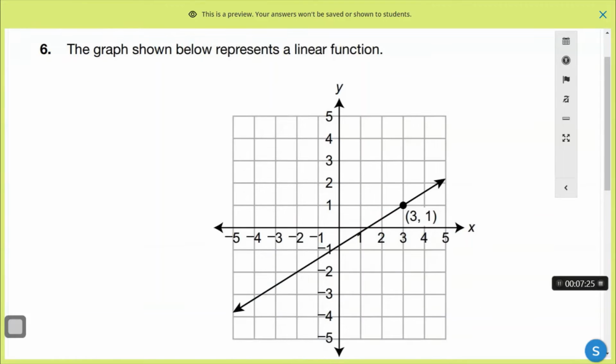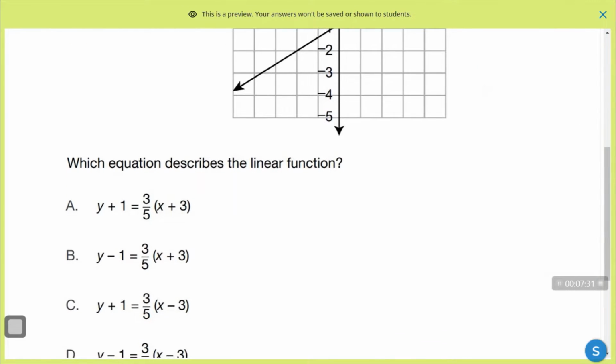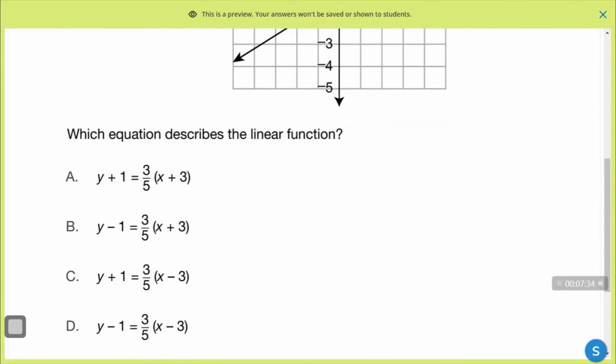Number 6. The graph shown below represents a linear function. Well, let's see what the question is. Which equation describes the linear function? And I want you to pay particular attention to the fact that we are not looking at slope-intercept form here. Although you could take each one of these and distribute, and then subtract the 1 in this case here, or distribute and add the 1 in this case, and that would give you your slope-intercept form. But what they're actually using is point-slope form.